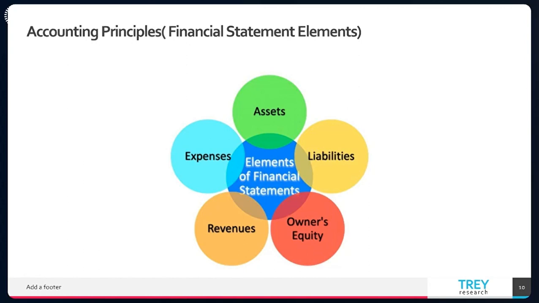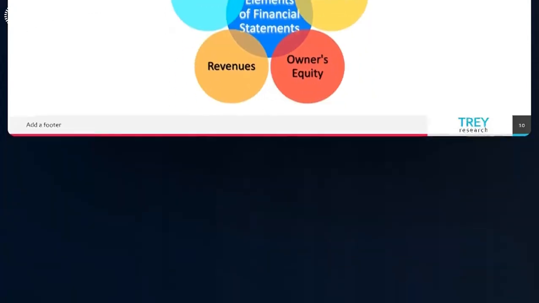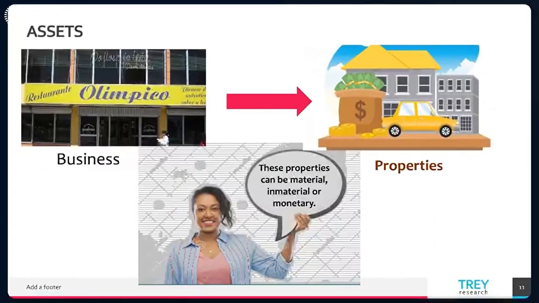Liabilities, owner's equity, revenues, expenses. Now, let's analyze each of the terms.